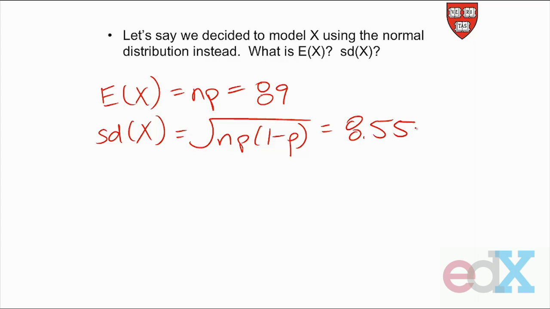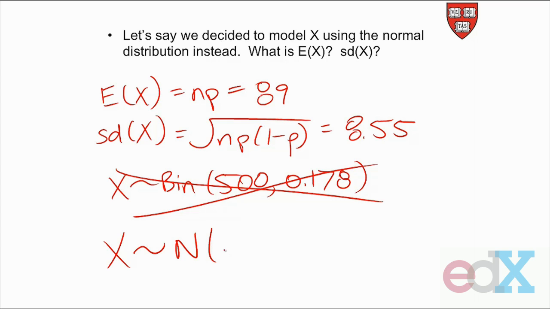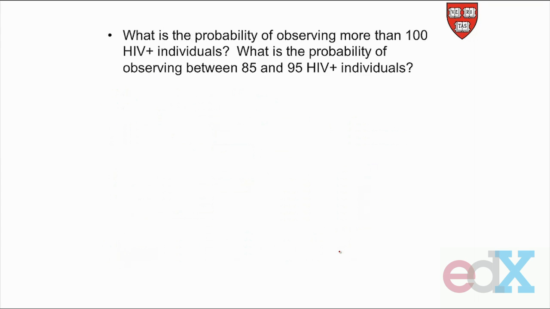So what ends up changing in this setting? Instead of saying x is binomially distributed, sample size 500, probability of HIV equal to 0.178, we're not using that model. Instead, we're saying we're modeling x using a normal distribution, mean 89, variance equal to 8.55 squared. So we've changed the model. And again, let's perform the exact same probability calculations that we did before.